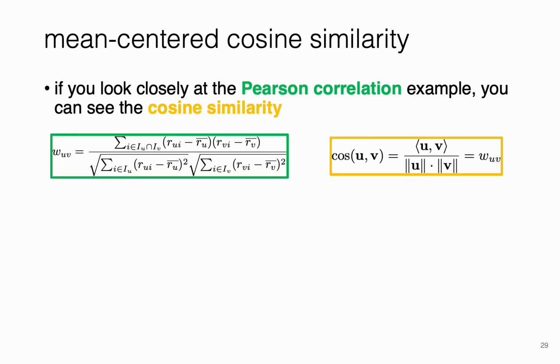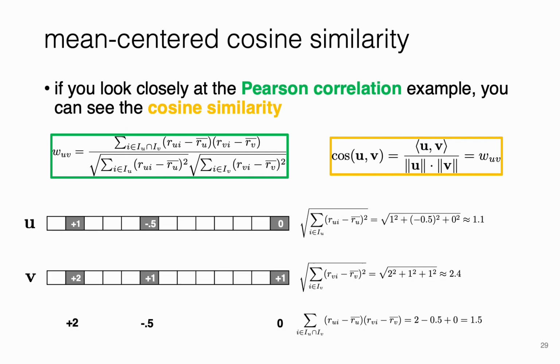To see this correspondence, consider the previous example. Green is the formula for PCC and yellow is the formula for cosine similarity. Observe that the numerator in PCC is essentially the inner product of the two vectors. Also, observe that the denominator is the product of the norms of the two vectors.